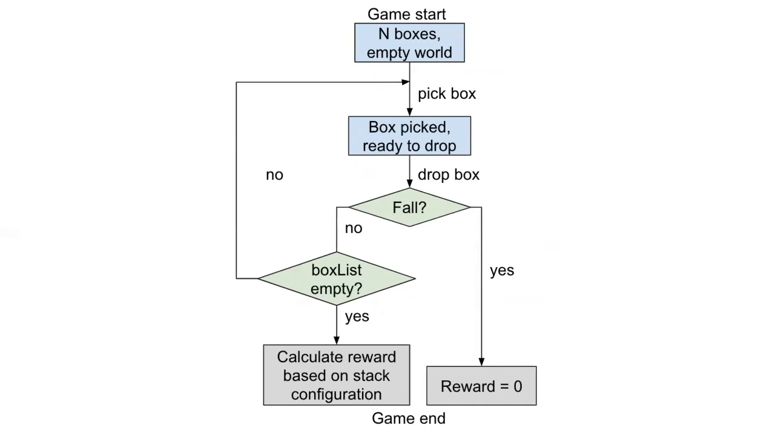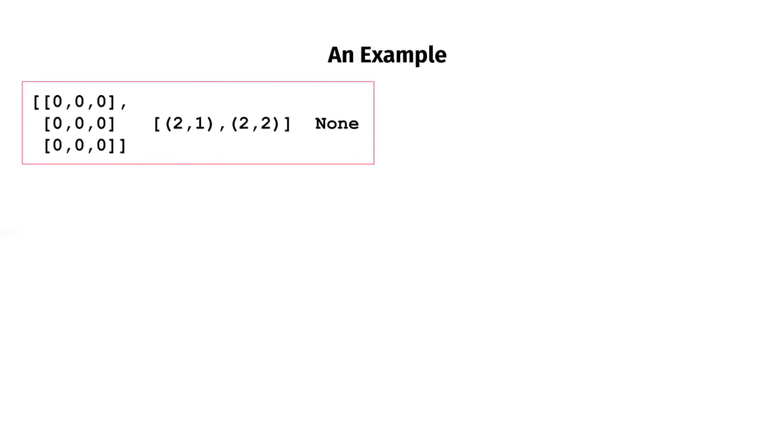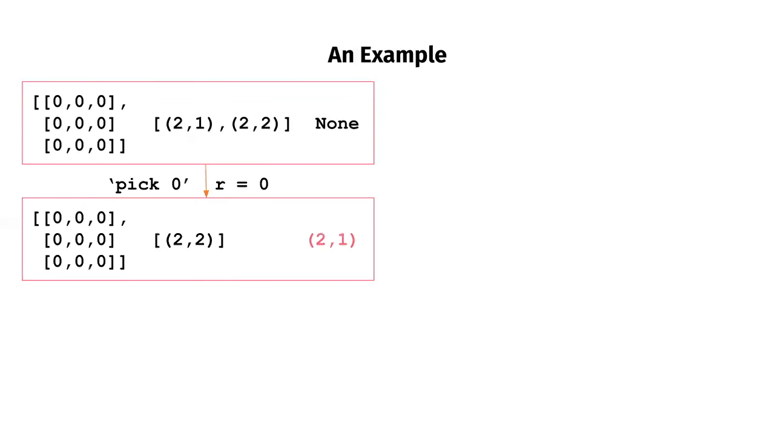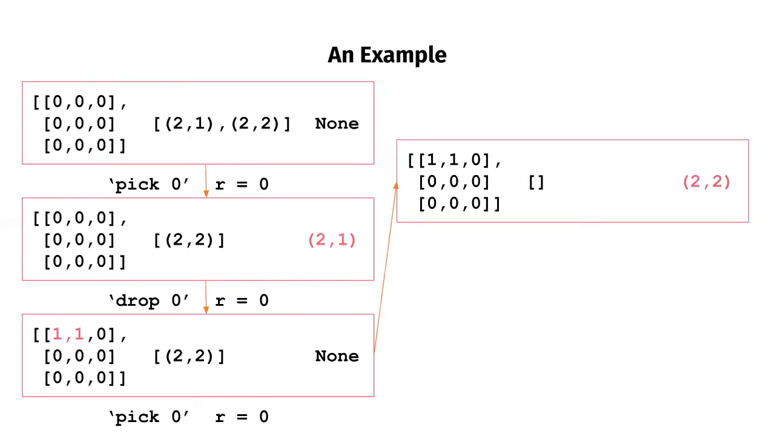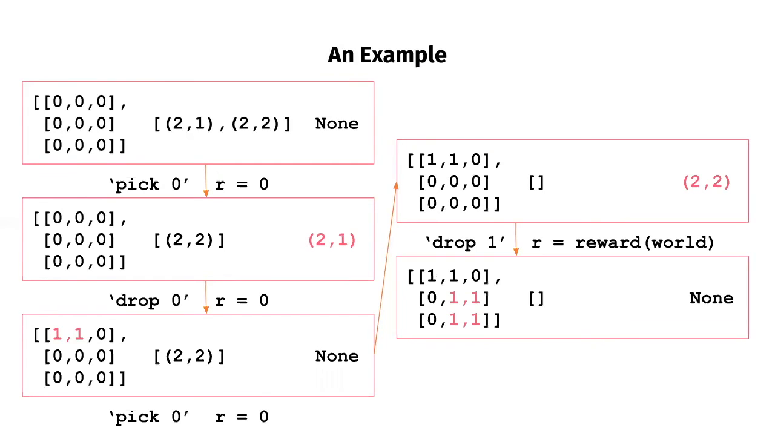Here's the flowchart of one trial simulated on the MDP. As a simple example, let's say we start with a list of 2 boxes, a 2x1 box and a 2x2 box. We could pick the box at the 0th index, which is the 2x1 box. Then we could drop it at the X location of 0. And the only box left is the 2x2 box, so we'll pick it. And we could drop it at X location of 1. Now we've reached an end state, and we will calculate the reward based on the ending stack configuration.